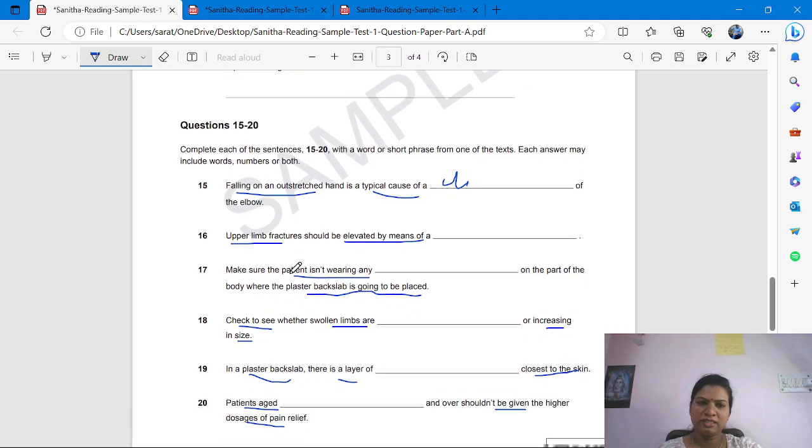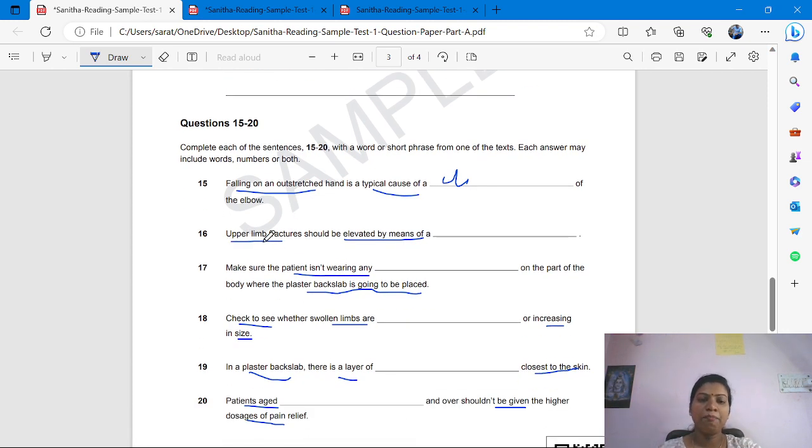The second one, number 16, upper limb fractures. Upper limb, what are the limbs? We have upper limbs and lower limbs. Upper limb fractures should be elevated by means of a ___. Here you can visualize the answer also. We are from the medical field. We know if there is any fracture on the upper limb, what we will do, and if there is any fracture on the lower limb, what we will do. We can imagine what the answer will be.